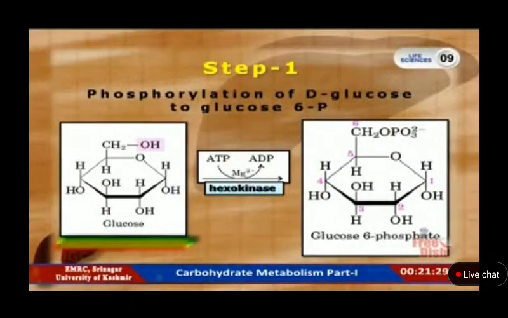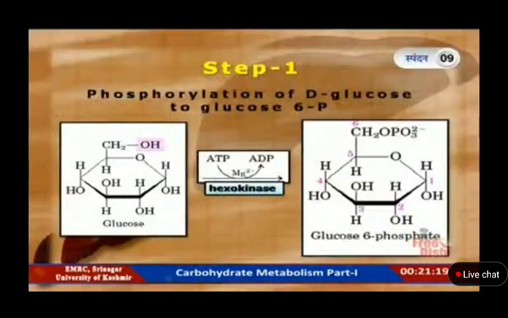The first step is irreversible phosphorylation of glucose into glucose 6-phosphate by the enzyme hexokinase. And the phosphoryl group comes from the magnesium ATP. Magnesium shields the negative charges of ATP. Now why is this enzyme called hexokinase? Because it can phosphorylate any hexose or hexose derivatives.